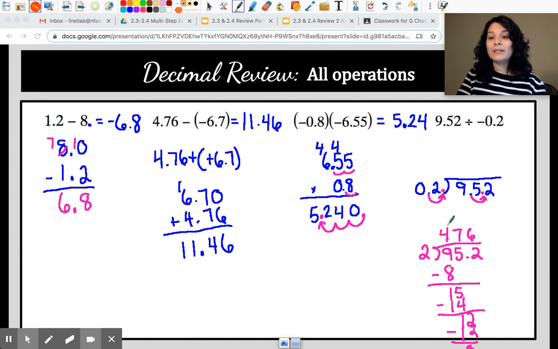The decimal point, now that we've adjusted for it, it's just going to go straight up into our answer. So I know for my quotient, I should be getting 47.6, but you want to double check your signs. A positive divided by a negative should give us a negative. Okay, so this is a negative.